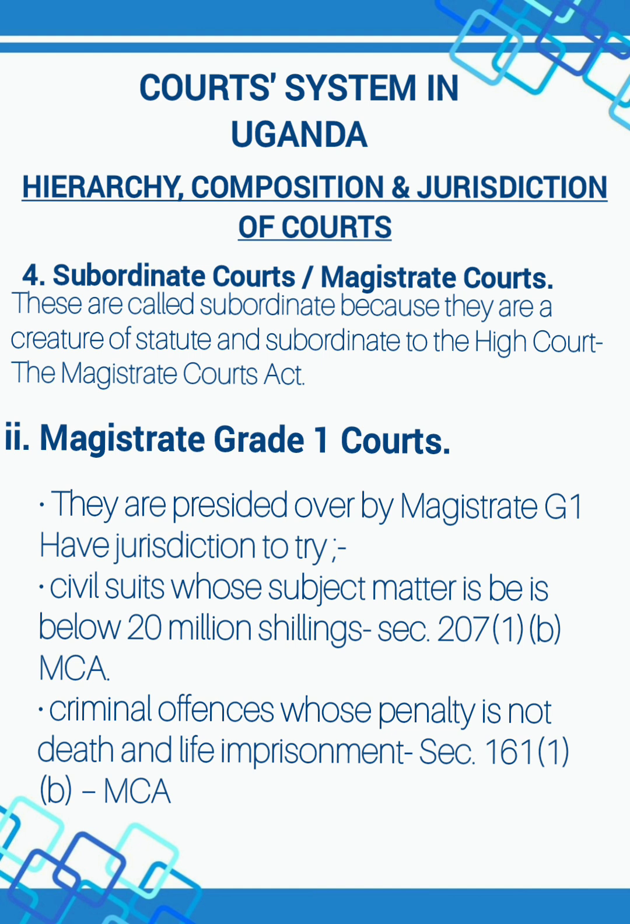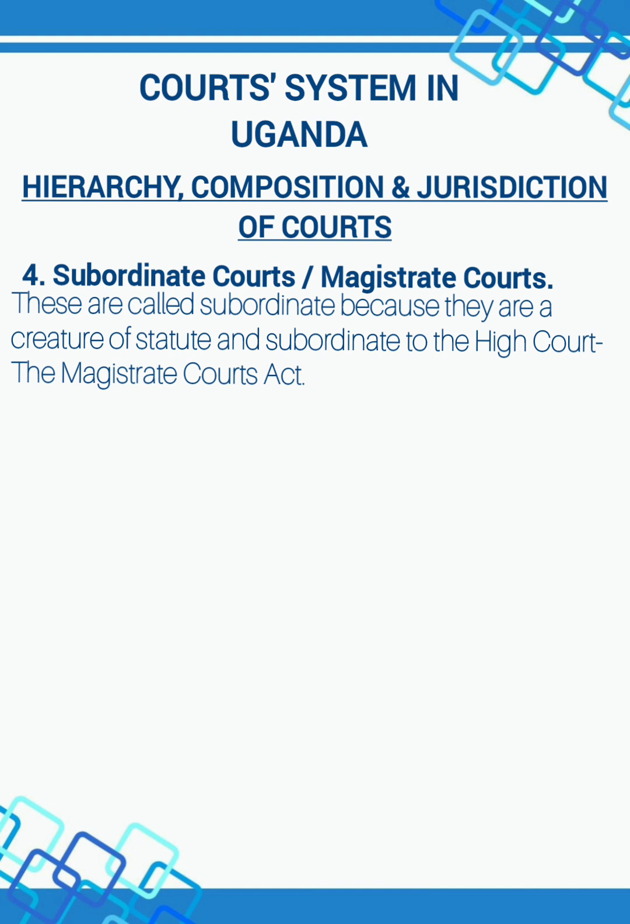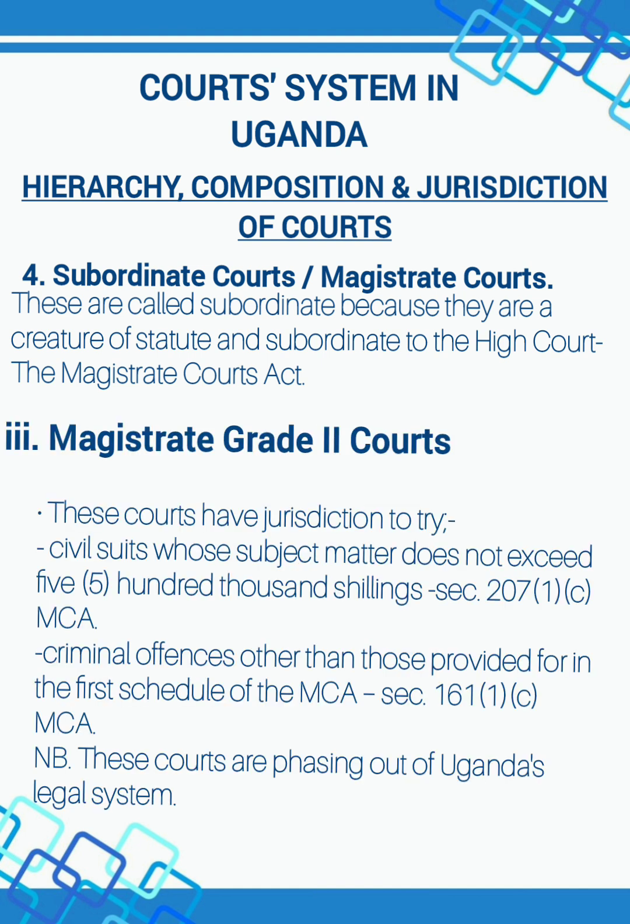Anyways, let's look at Magistrate Grade 2. These courts have jurisdiction to try civil cases whose subject matter does not exceed 500,000 shillings, right? For that, reference is made to section 207, subsection 1, paragraph C of the Magistrate Courts Act, and criminal offenses other than those provided for in the first schedule of the Magistrate Courts Act. So that's the jurisdiction, composition, and principles governing courts while adjudicating both criminal and civil matters. So that's how you should answer that question.